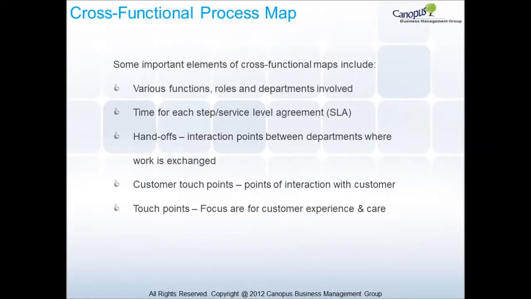Some of the important elements of a cross-functional map include the various functions, roles, and departments that are involved, time for each process step or service level agreement, a number of handoffs, which are interaction points between different departments where work is exchanged, and customer touchpoints, which are points of interaction with the customer. It is one of the important areas of focus to improve customer experience and care.